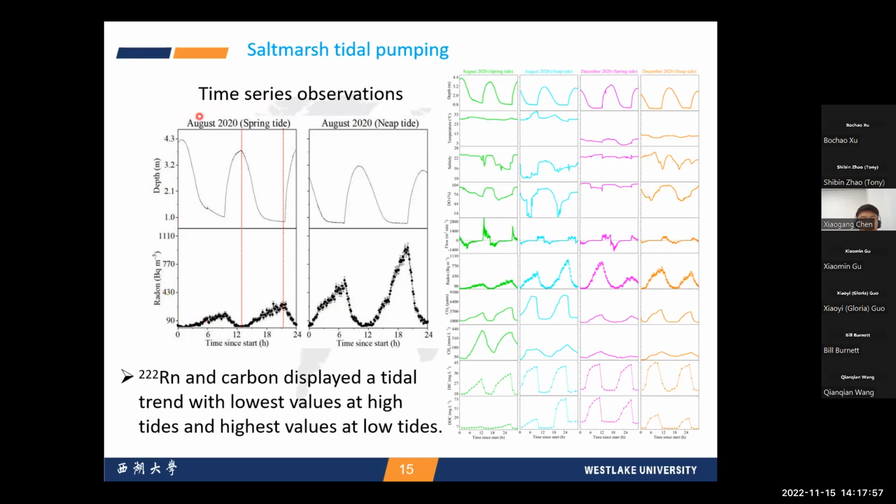For the left figure, we can see the radon. Radon displayed a tidal trend with the lowest values at high tide and highest values at low tide. And also for other parameters such as temperature, salinity, oxygen. Also, we can see the CO2, CH4, dissolved organic carbon. So all these parameters change significantly with the tidal pumping. So from this slide, we can also see the radon is a good tracer for the salt marsh carbon.